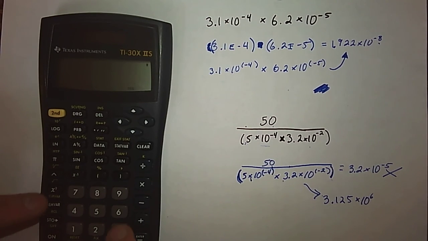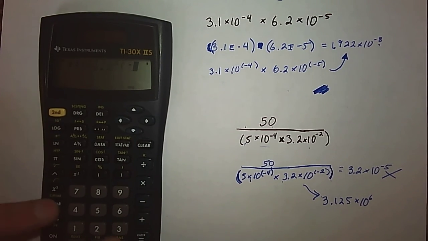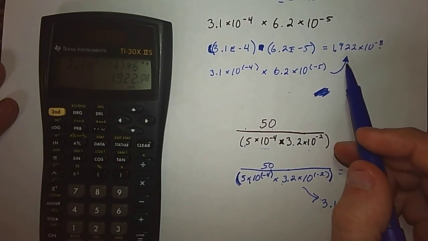And if I were to put in these numbers again, 3.1 second log negative 4 times 6.2 second log negative 5, I'm back at the scientific notation answer that I got.